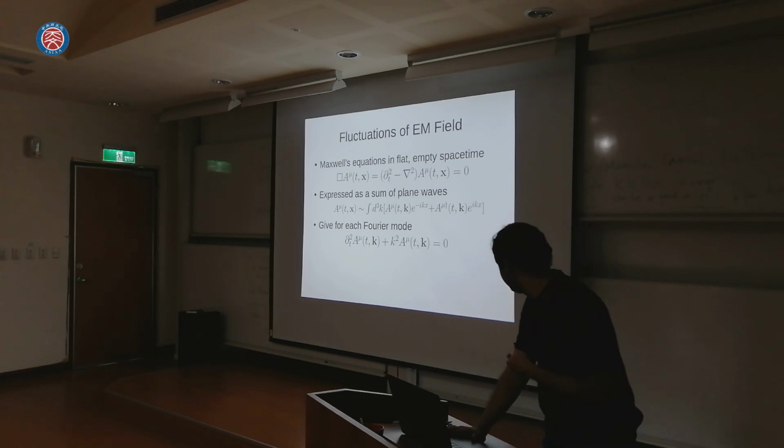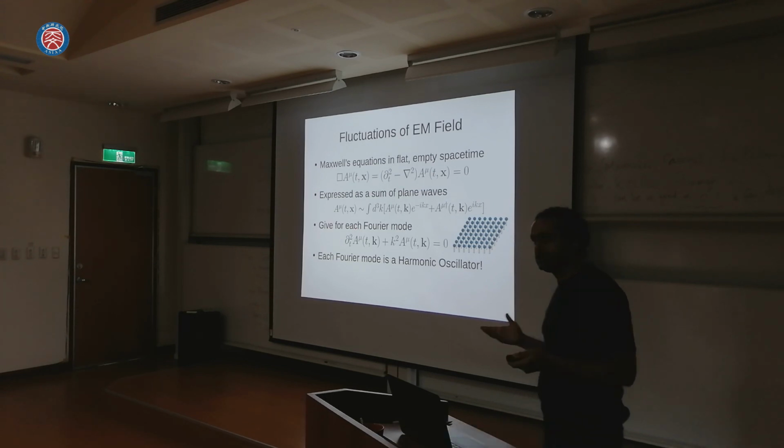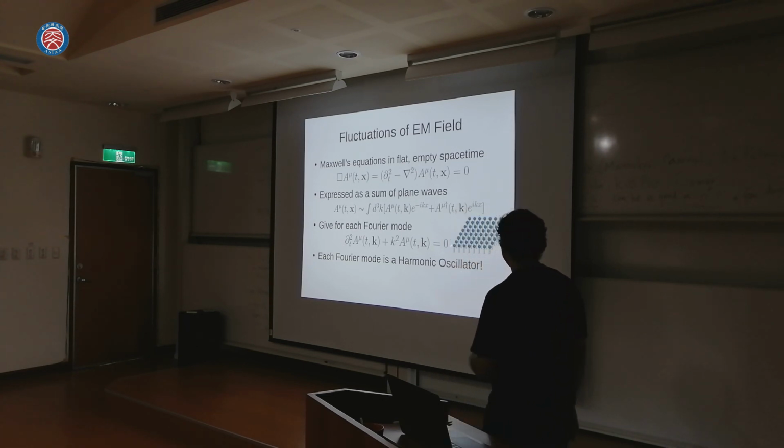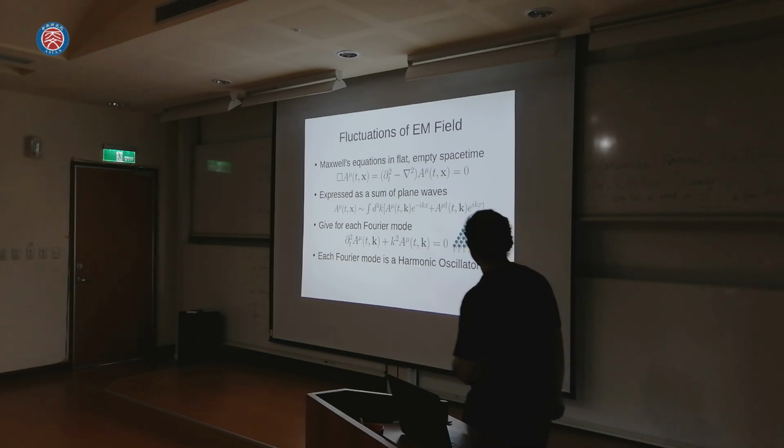Now this is a familiar equation, right? This equation just represents harmonic oscillators. So what we see is that the electromagnetic wave is just a sum of different harmonic oscillators, each oscillating with a different frequency, which is proportional to k.